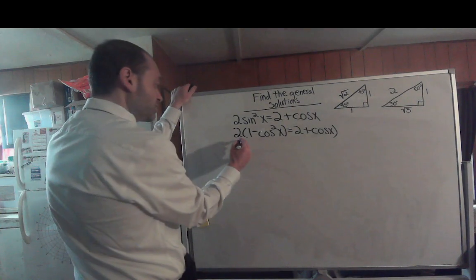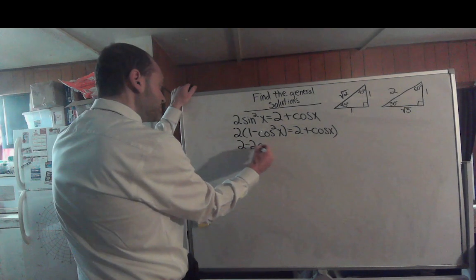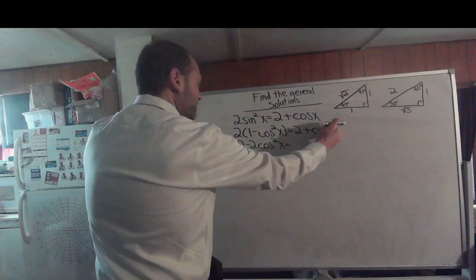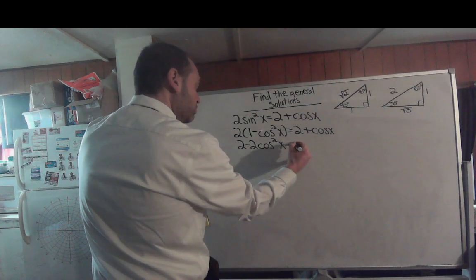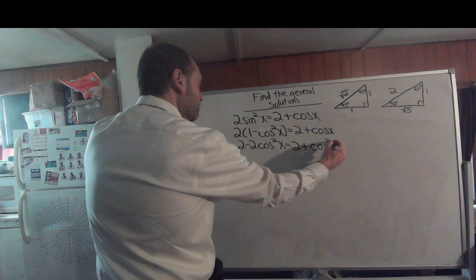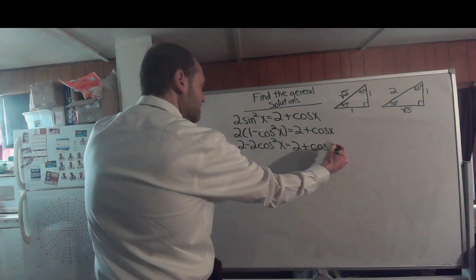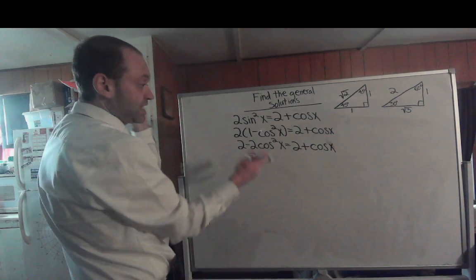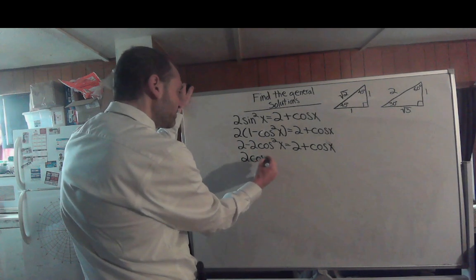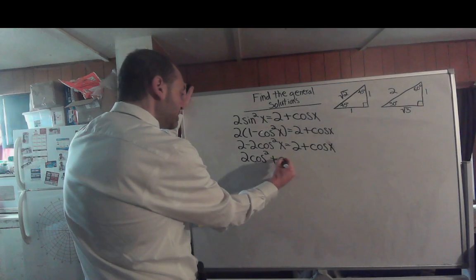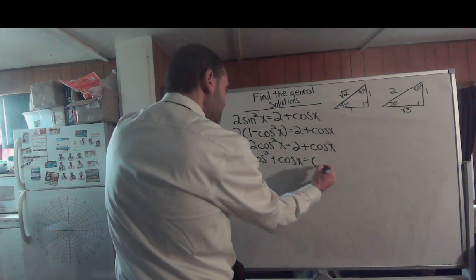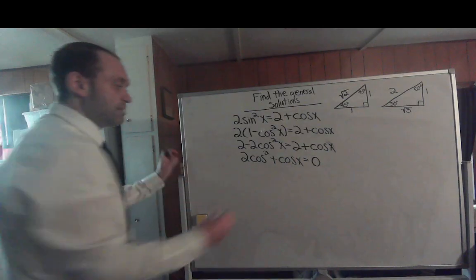So this is going to turn into 2 minus 2 times the cosine squared of x. I don't know why I put a parenthesis there. Would equal 2 plus the cosine of x. What would just equal, cosine of x. Okay. We try to get everything to one side now. This would turn into 2 cosine squared of x plus the cosine of x equals 0. So this ended up actually not being so bad.